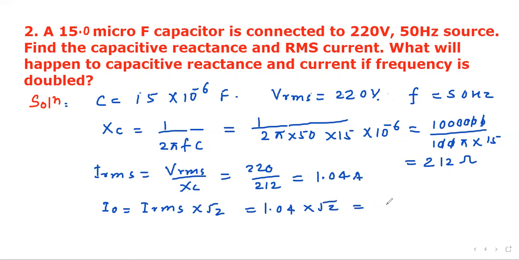So it will give 1.47 ampere. And second part, what will happen to capacitive reactance and current if frequency is doubled? So from here, Xc equal to 1 upon 2 pi Fc. It is clear that Xc is proportional to 1 upon F. Means if frequency is doubled, Xc will get halved and then current will get doubled.